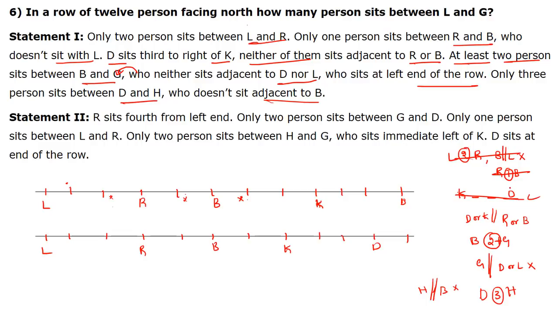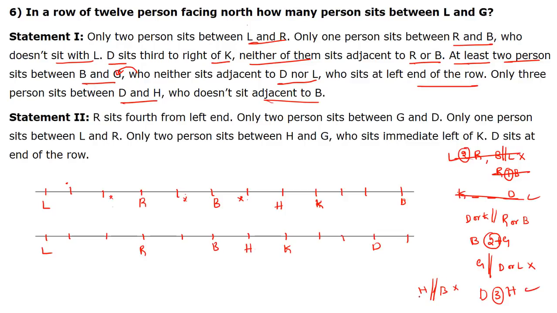So let me rub this. This is not required because we have already placed K, R, D. Now next, see here, friends. G is not an immediate neighbor to D or L. Firstly we shall substitute this. There is a gap of 3 persons between D and H, right? So D is here, 1, 2, 3, and H can be at this particular place.